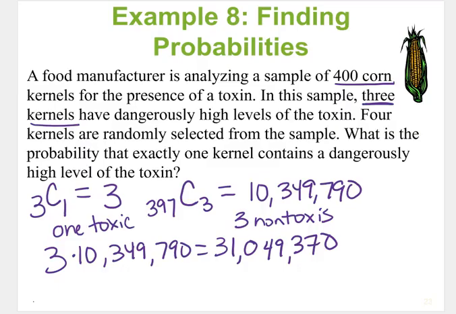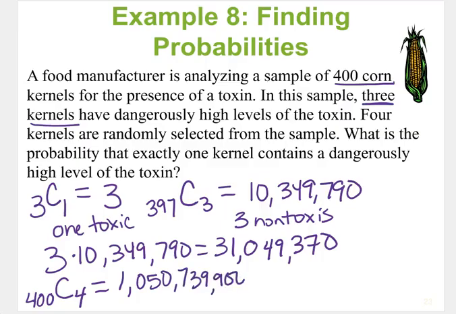All right, and then I have to look at the number of possible ways that I could choose 4 kernels from the 400 to begin with. So my last thing I need to compute is 400 combinations of 4 kernels, and that is 1,050,739,900. Whew. All right, now we have all the information we need to do this problem.